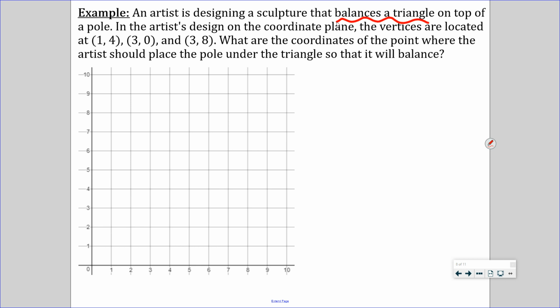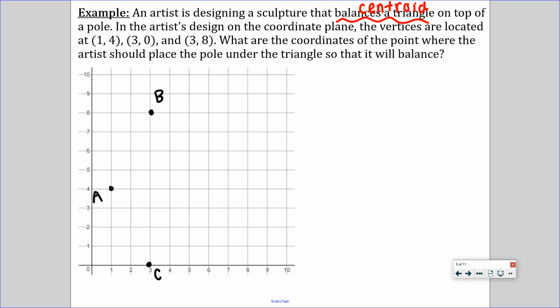Is that the centroid or the orthocenter? Centroid. Good. Centroid, where the medians intersect. So we need to find the centroid here. Let's go ahead and plot the vertices of my triangle here: (1, 4), (3, 0), and (3, 8). I am going to label these A, B, and C just to help me when I do my math and my work on the other side. But please use a straight edge to draw your triangle.